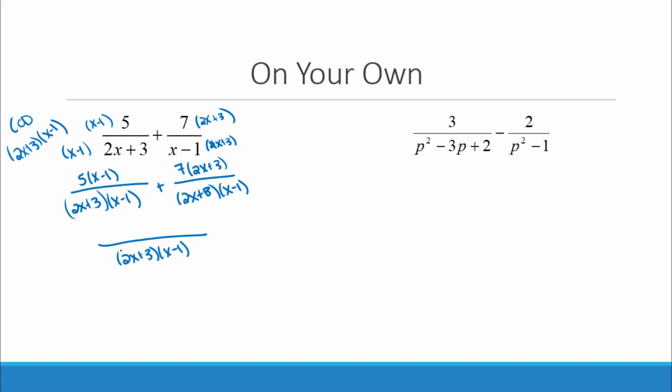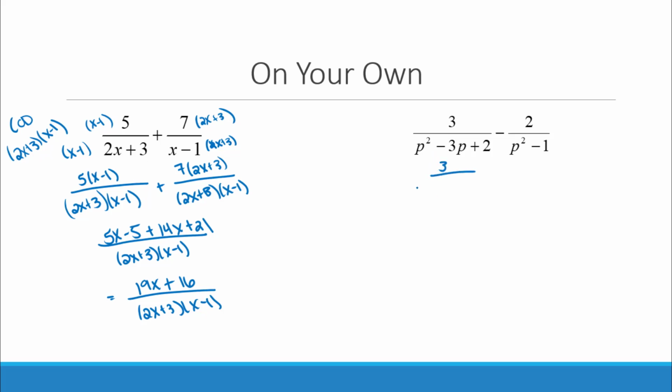So my first one, I'm going to distribute that 5 and make it 5x minus 5. The second one, I'm going to distribute that 7 and make it 14x, and this is plus 21. Can I simplify this down a little further? Sure, I can add 14x and 5x, which is 19x. Negative 5 plus 21 is going to give me a positive 16, all over 2x plus 3, and then x minus 1. And that cannot be simplified down any further.